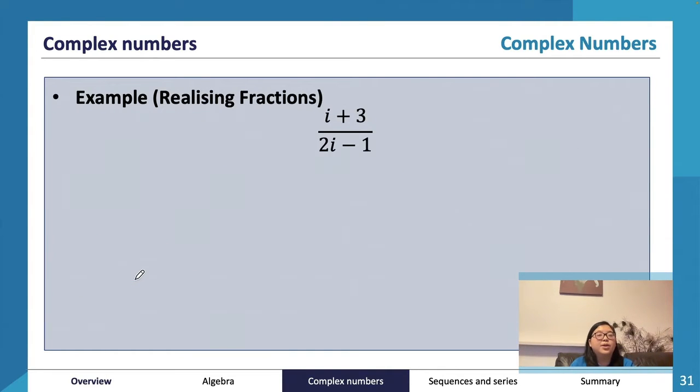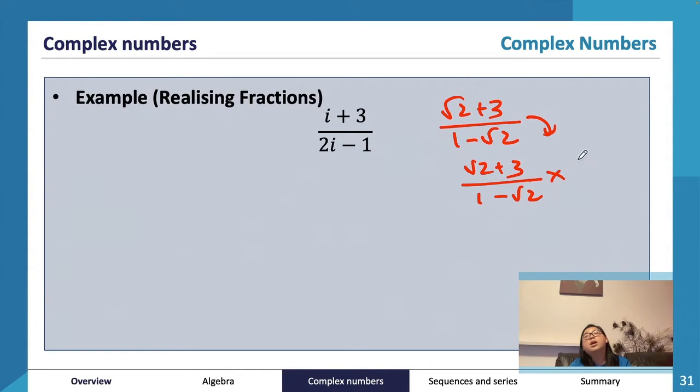Alright. So then we realize the fractions. So realizing fractions is kind of like rationalizing a surd. So you know how when you try and rationalize a surd, you have something like, I don't know, √2 plus 3 over 1 minus √2, and they want you to rationalize it. So what you can do is you can times that top part by the conjugate of it.